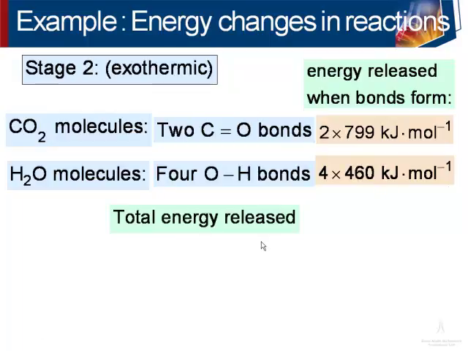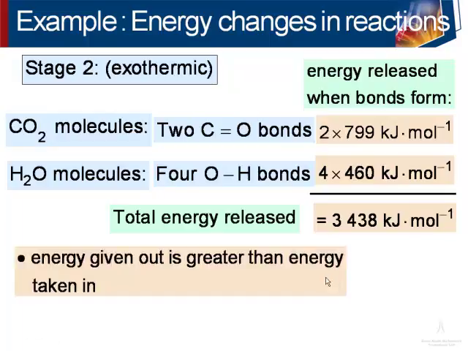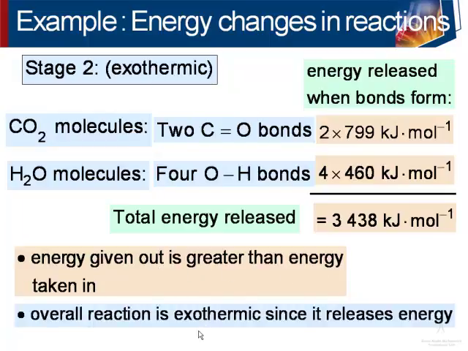And so if we look at the total amount of energy that is being released, we have 3,438 kilojoules per mole that is released. And therefore, the amount of energy that is released or given out is greater than the amount of energy that is taken in, and therefore the overall reaction is exothermic since it releases energy.